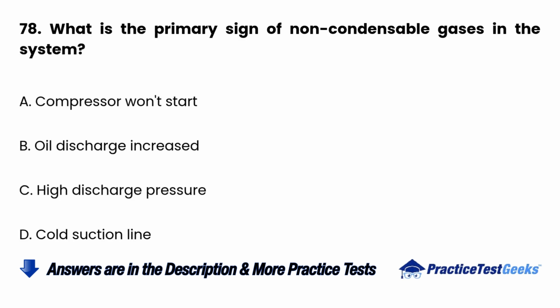78. What is the primary sign of non-condensable gases in the system? A. Compressor won't start. B. Oil discharge increased. C. High discharge pressure. D. Cold suction line.